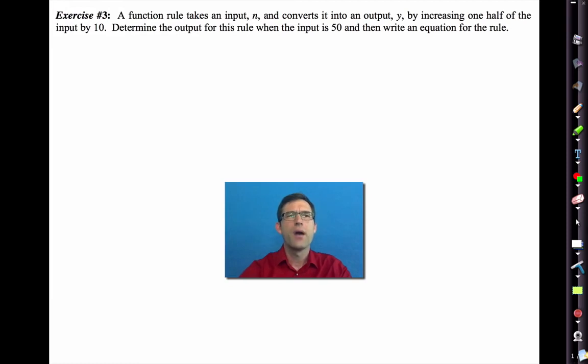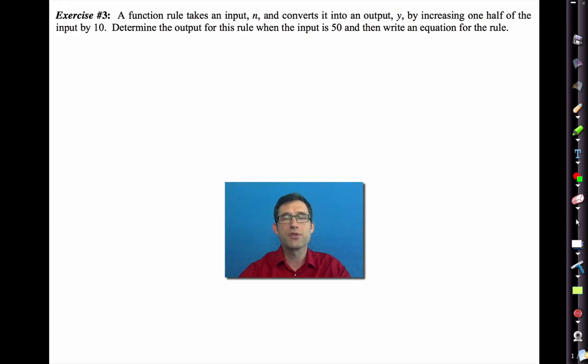Exercise 3. A function rule takes an input n, so that's just what we're calling it. This time it's not x. It converts it into an output y by increasing 1/2 of the input by 10. Determine the output for this rule when the input is 50, and then write an equation for the rule. All right, pause the video now and see if you can do both of these things.